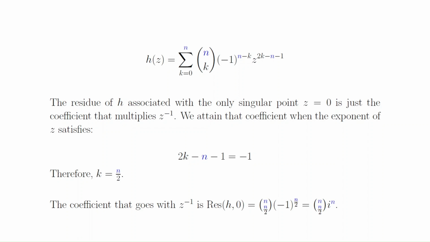Now substitute k equal to n over 2, and you will get the value of the specific coefficient. In this case, the coefficients are of the form n choose k times negative 1 to the power of n minus k. So evaluating at k equal to n over 2, you get that the residue associated with the function h and the origin of the complex plane is n choose n over 2 times I to the n.